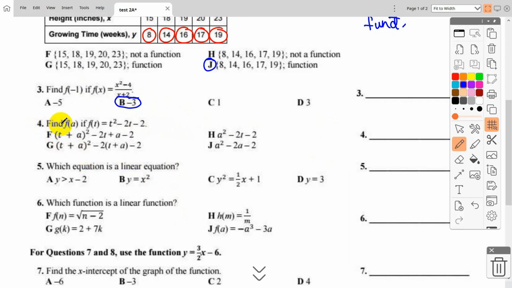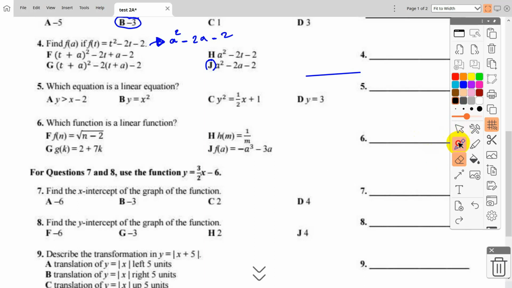For the fourth question, it's required to find f of a. If f of t equals t squared minus 2t minus 2, then f of a means to eliminate t and replace it with a. So we will solve this by eliminating t and replacing it with a. It will be a squared minus 2a minus 2. So letter J will be the correct answer for this question.